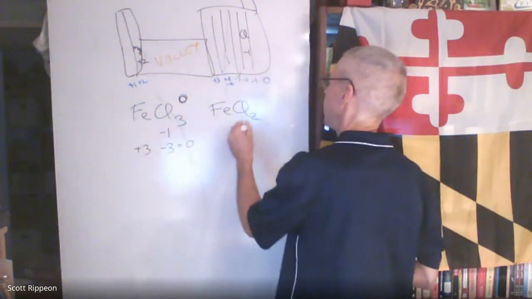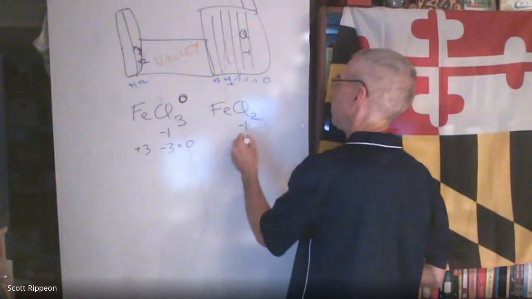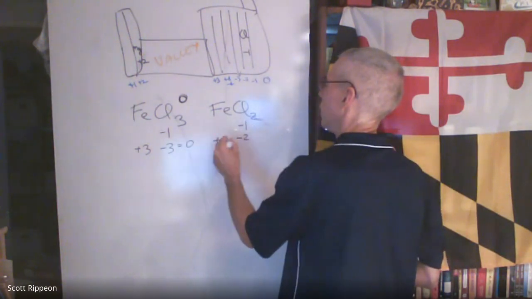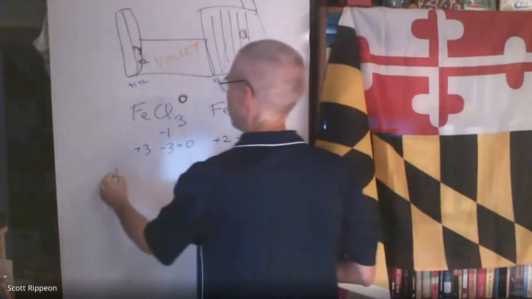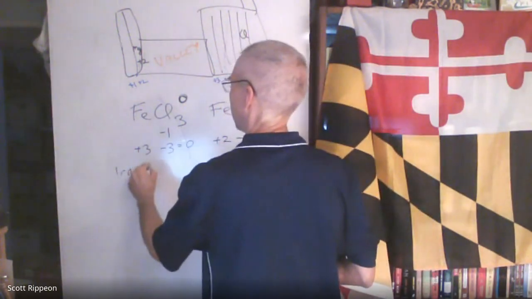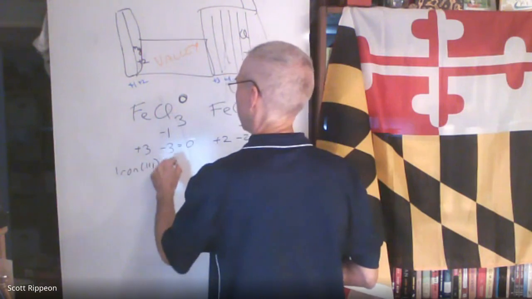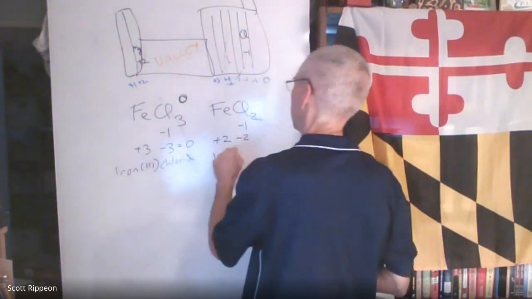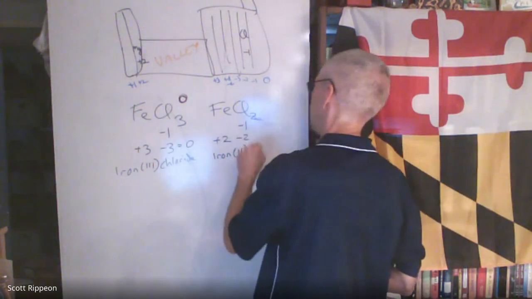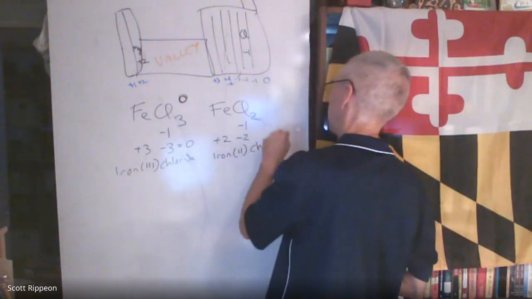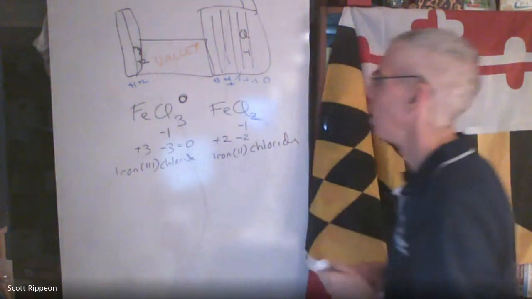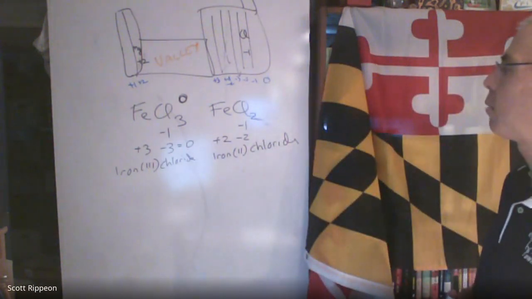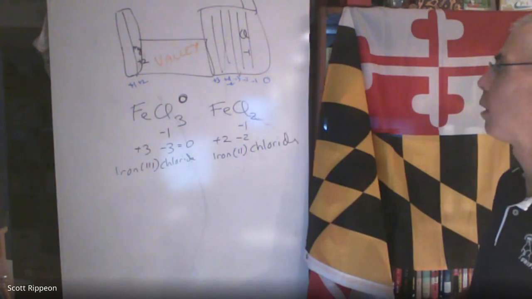Over here, same thing, -1 for the chlorine. There are 2 of them, and that's -2. So therefore, the Fe must be +2. So we would name this iron(III) chloride, and this one iron(II) chloride. Okay, so we need to be able to distinguish between the two.